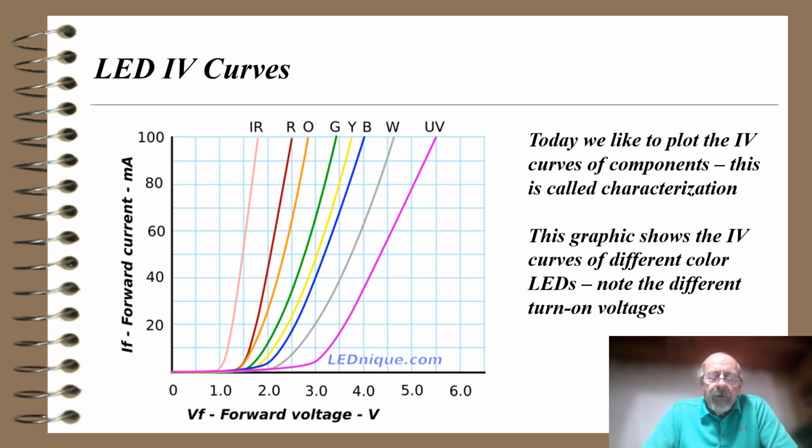I've added another curve here. Today we like to plot the IV curves of components. This is called characterization. So what's this graphic for you laser people? It turns out it shows the IV curves of different color LEDs. Note the different turn-on voltages.